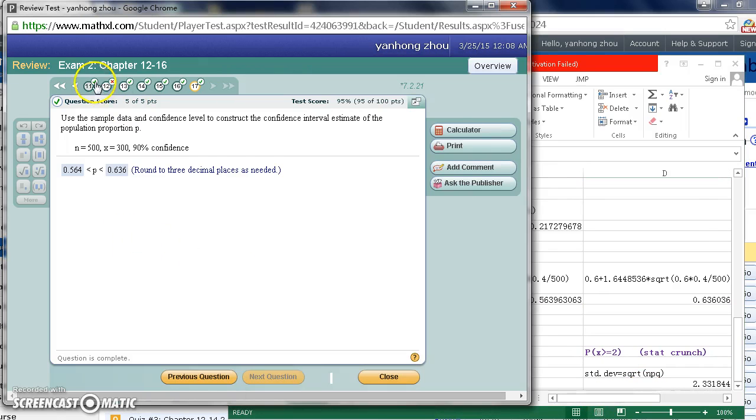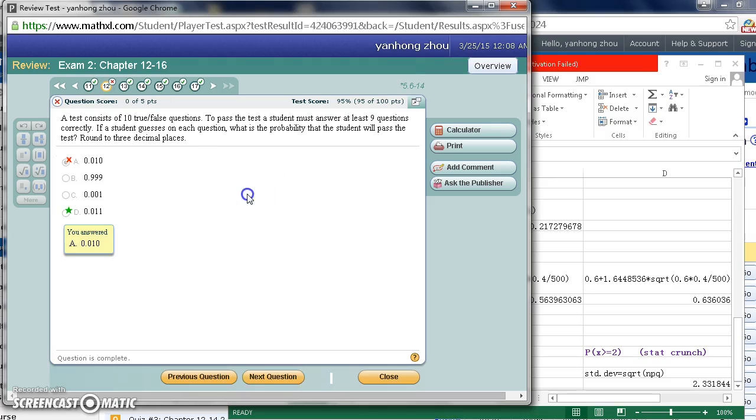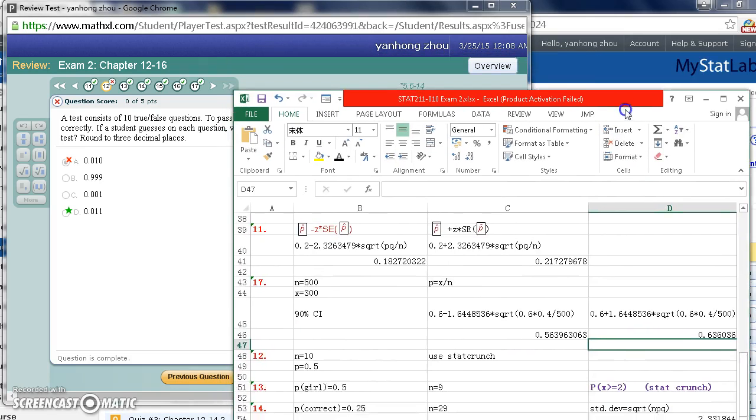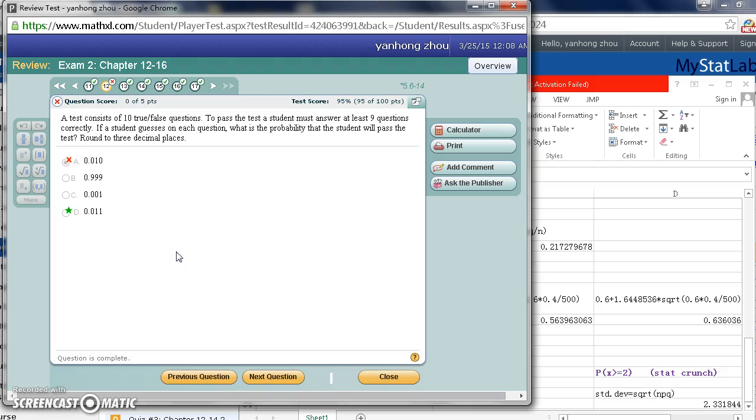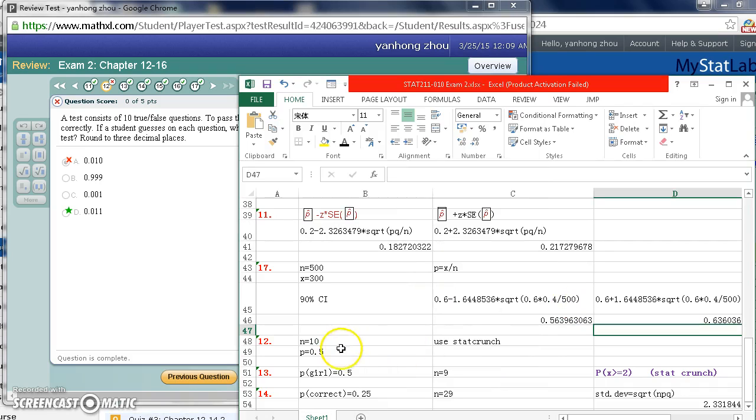Okay, finally we can go to our problem 12. As you can see, I got this one wrong. I'll show you why I didn't get it right. Here it says a test consists of 10 true and false questions. To pass the test, a student must answer at least 9 questions correctly. True and false means the probability you get a question correct is 0.5, right? Because you only have 2 possibilities. So here I got p, the probability of answering correctly, is 0.5, and the total number is 10.